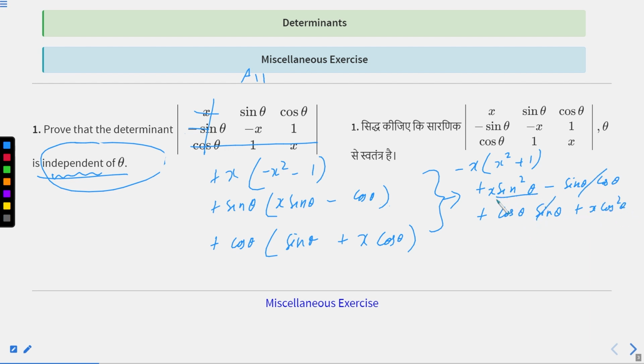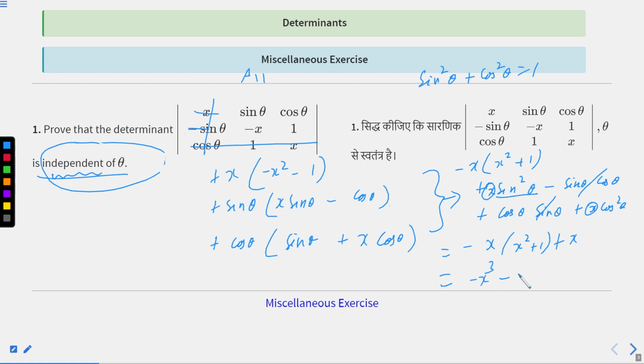Taking x common from here, you will have minus of x square plus 1, plus x times sin square plus cos square, and you know that sin square theta plus cos square theta will always be 1. So this means just 1. So you will have your nice expression as this. So your determinant will be, taking x common again, or you can take minus x common, or just multiply things, doesn't matter.